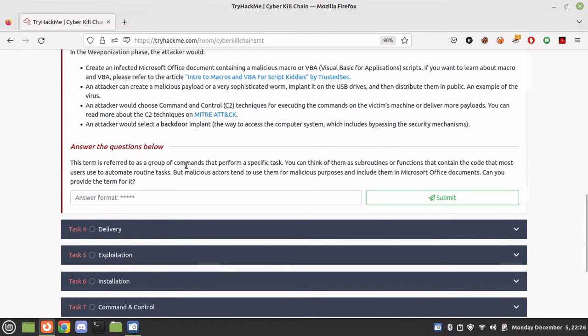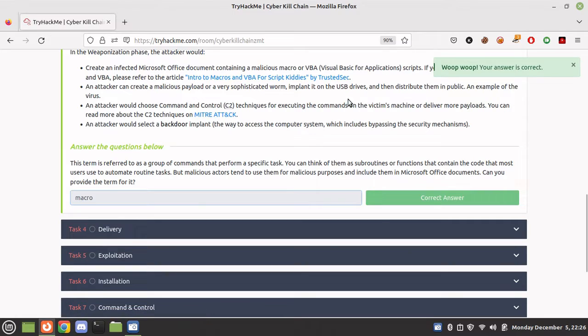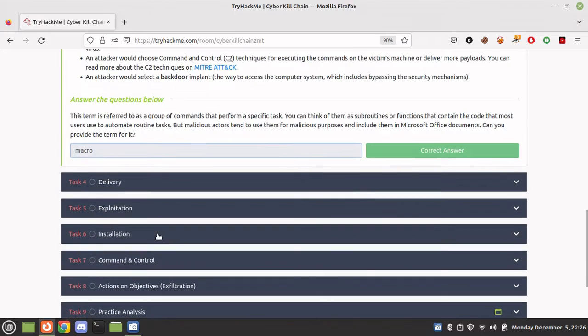The term macro refers to a group of commands that perform a specific task. You can think of them as subroutines or functions that contain the code that you use to perform your task. But malicious actors tend to use them for malicious purposes. Yeah, it's macro, basically, as we saw above. Malicious macro, Visual Basic application scripts. The attackers use them for their malicious purposes.